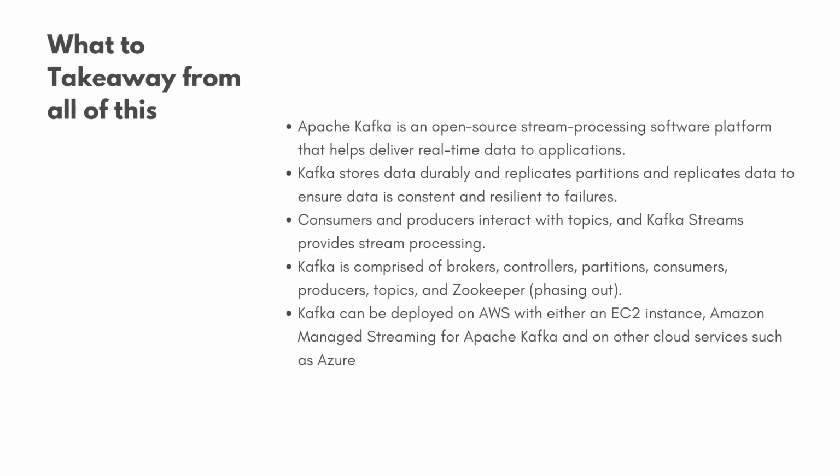So you know that if it fails on one broker, then you have another broker that you can fall back on, or if you place it on multiple brokers, you can place it on 3, 4, 5, 6 brokers. You know that information is available for you in the case of it breaking on 3 or 4 brokers. We still have the 5th one. Consumers and producers interact with topics, and Kafka Streams provide stream processing.